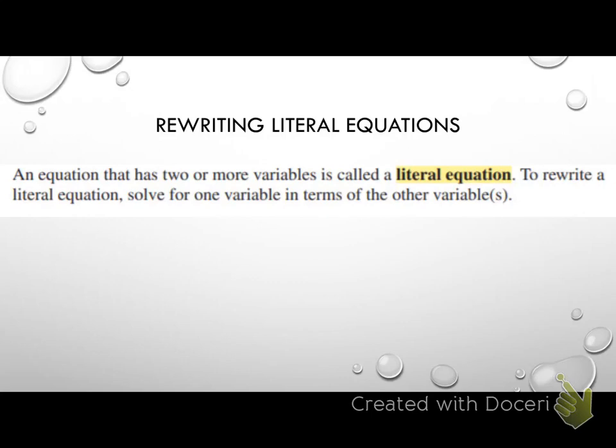An equation that has two or more variables is called a literal equation. To rewrite a literal equation, solve for one variable in terms of the other variable or variables. Any questions about that? So we're still using inverse operations to move things from one side of the equation to the other. Whatever we do to one side, we still have to do to the other. There's just more than one variable involved now. Okay? Any questions on that?